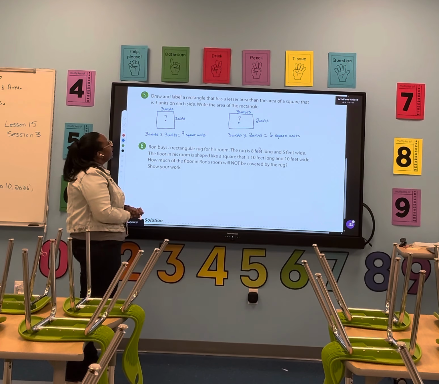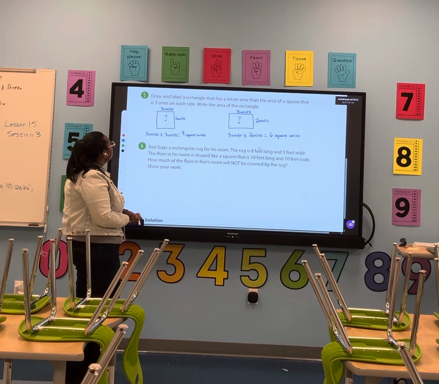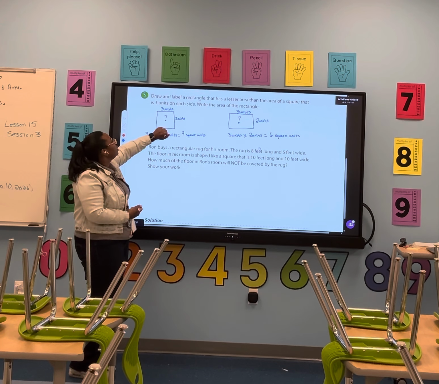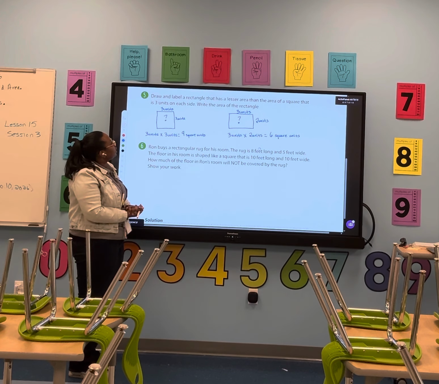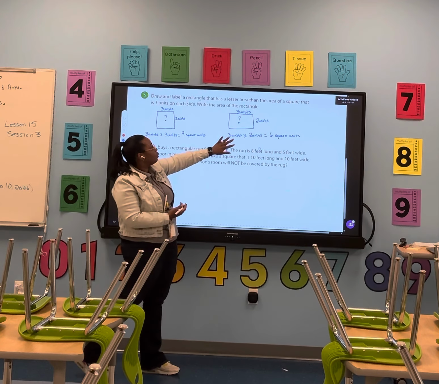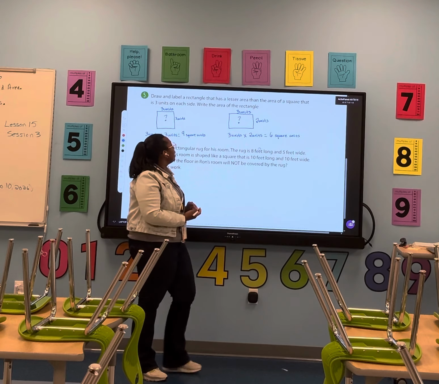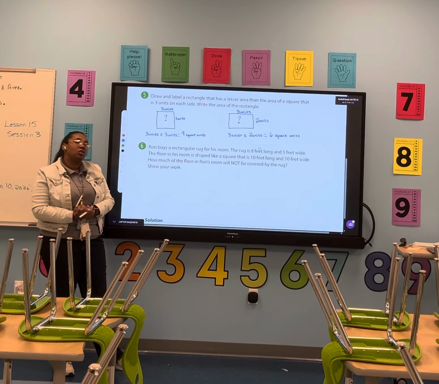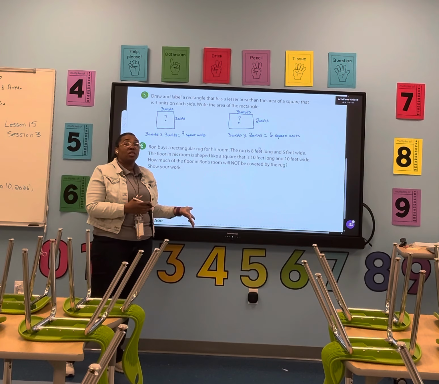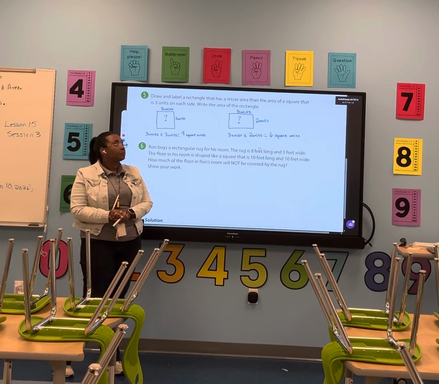That has a lesser area than the area of a square that is 3 units on each side. So this is a square, 3 units on each side, and the area was 9 square units. So it says write the area of the rectangle, and we wrote the area of the rectangle over here. So our area of the rectangle was 6 square units, and it is lesser than 9 because 9 is greater than 6, or we can say 6 is lesser than 9. So we did our problem correctly.